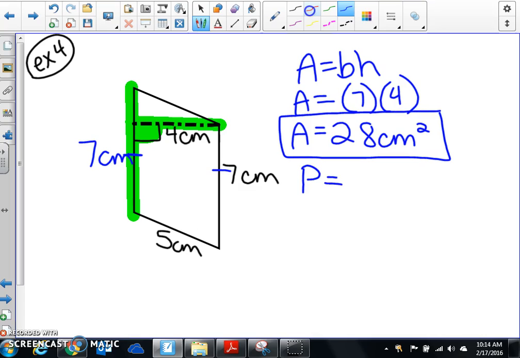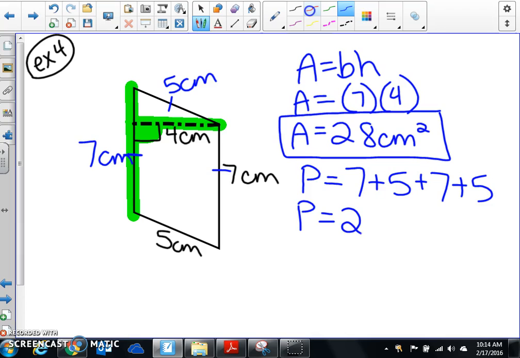Perimeter, this is a 4-sided figure, so I should have 4 numbers. If that side's 5, this is also 5. So I just add them up. 7 plus 5 plus 7 plus 5. Perimeter equals 24 centimeters.